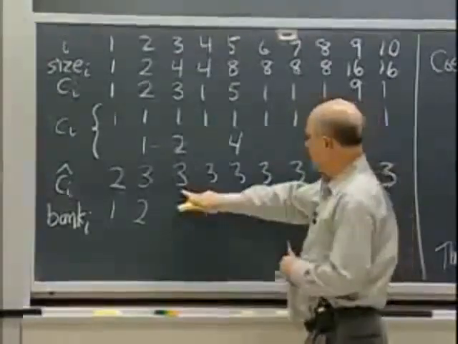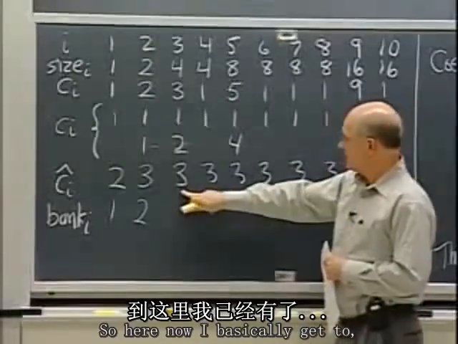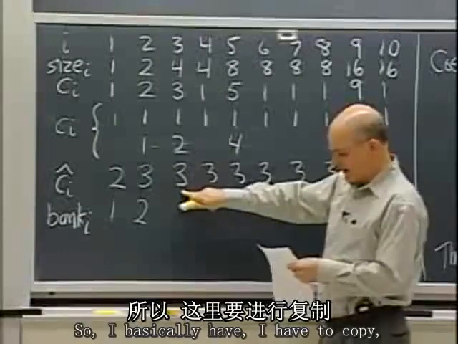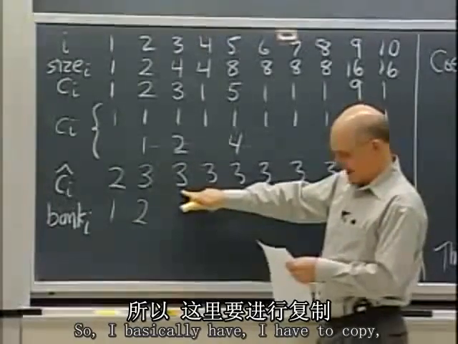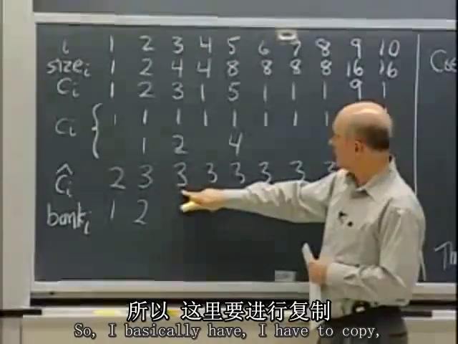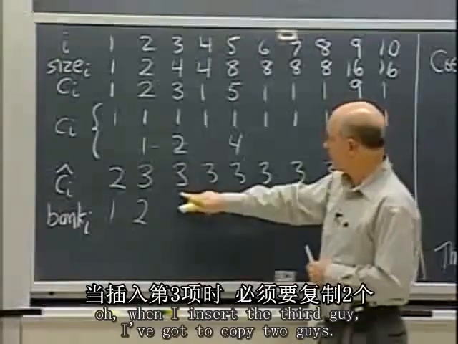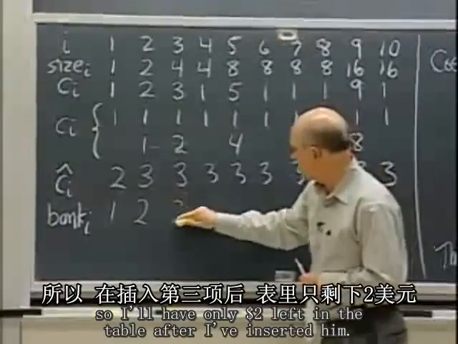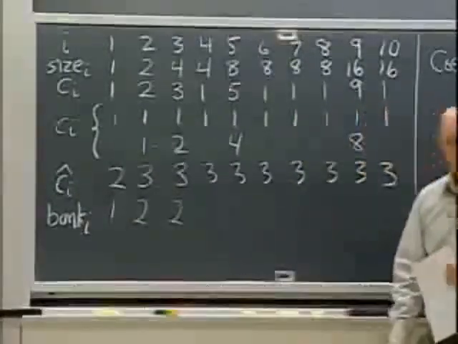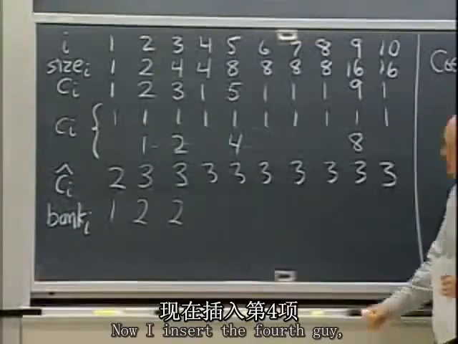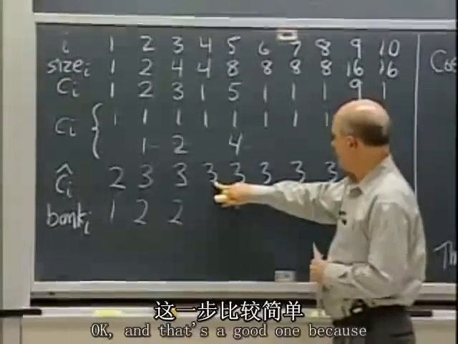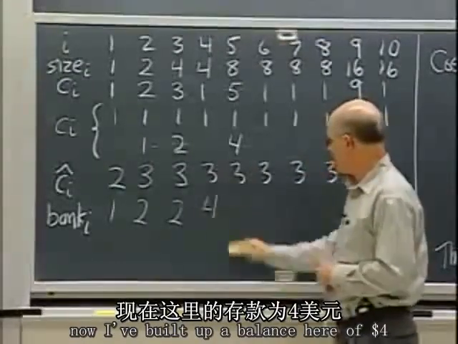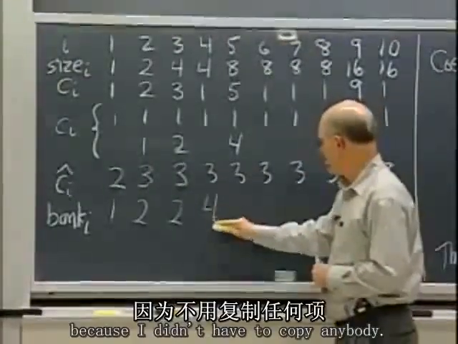Okay? So here now, I've got a table of size 4, so when I insert the third guy, I've got to copy 2 guys. That'll use up that, so I'll have only $2 left in the table after I've inserted him. Okay. Now I insert the fourth guy, okay, and that's a good one because now I've built up a balance here, $4, because I didn't have to copy anybody.